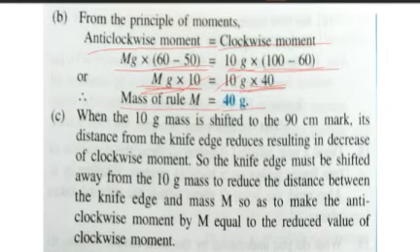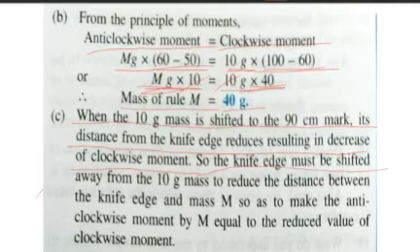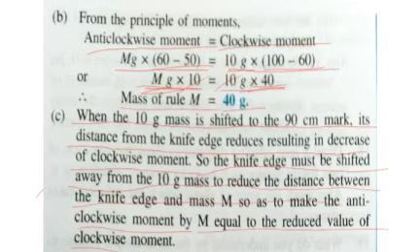So 40 gram. Now when the 10 gram mass is shifted to 90 centimeter mark, its distance from the knife edge reduces, resulting in decrease of clockwise moment. So the knife edge must be shifted away from 10 gram mass to reduce the distance between the knife edge and mass M, so as to make the anti-clockwise moment by M equal to reduced value of clockwise moment. We have to reduce the distance between the knife edge and mass M, so we will shift the knife edge away from the 10 gram mass.